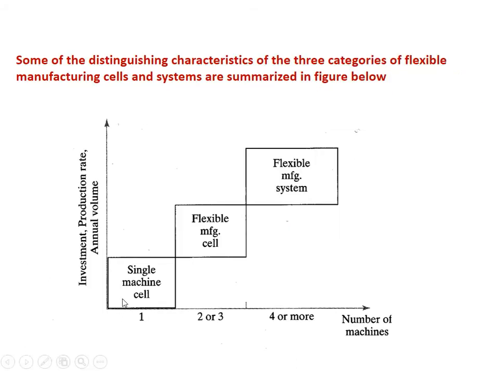As you can see, over here we can say this is a single machine cell because we are having only one machine. And if it is 2 or 3, then we call it a flexible manufacturing cell. And if it is more than that, then we call it a flexible manufacturing system, which we have seen in the earlier slide. With the increase in the number of machines, there will be an increase in the investment, production rate and annual volume also. Based on the investment and the production rate, what we are getting for that particular cell will be increased by increasing the number of machines, as you can see in this graph, represented here in square waves.